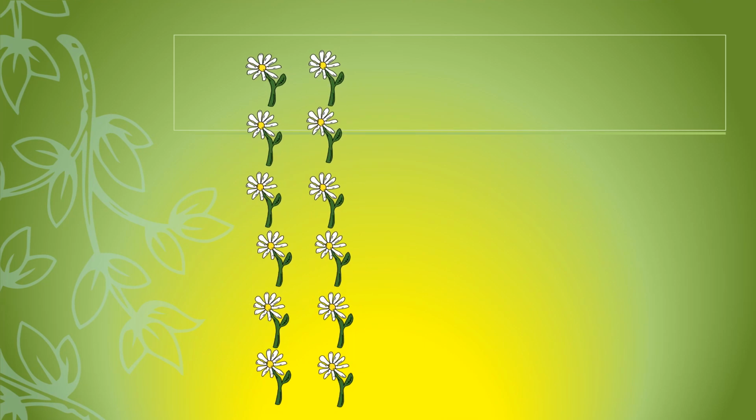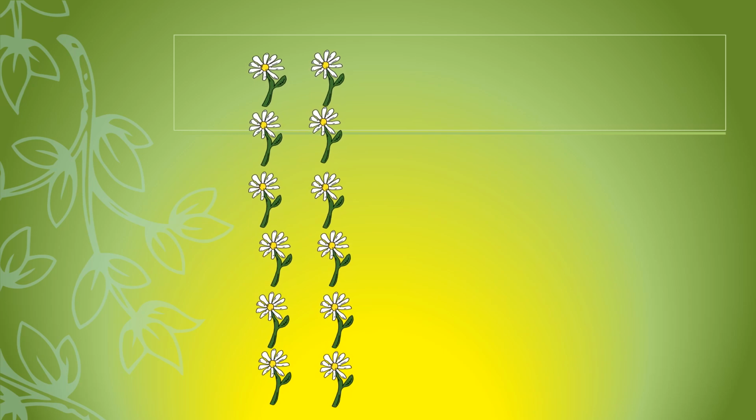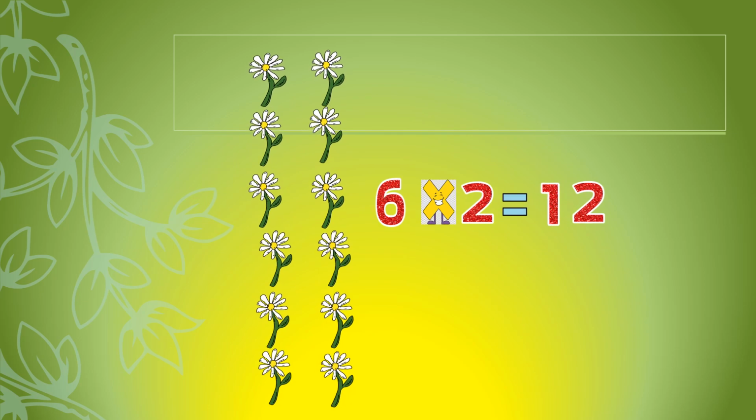Now children, here comes another arrangement. How many rows do we have? One row with 2 flowers, second row with 2 flowers, third row with 2 flowers, fourth row again with 2 flowers, fifth row with 2 flowers, and then sixth row with 2 flowers. And it means we have in all 6 multiplied by 2 equals 12 flowers. So children, have you seen how many arrangements we can do? And this is all because of the help of factors.